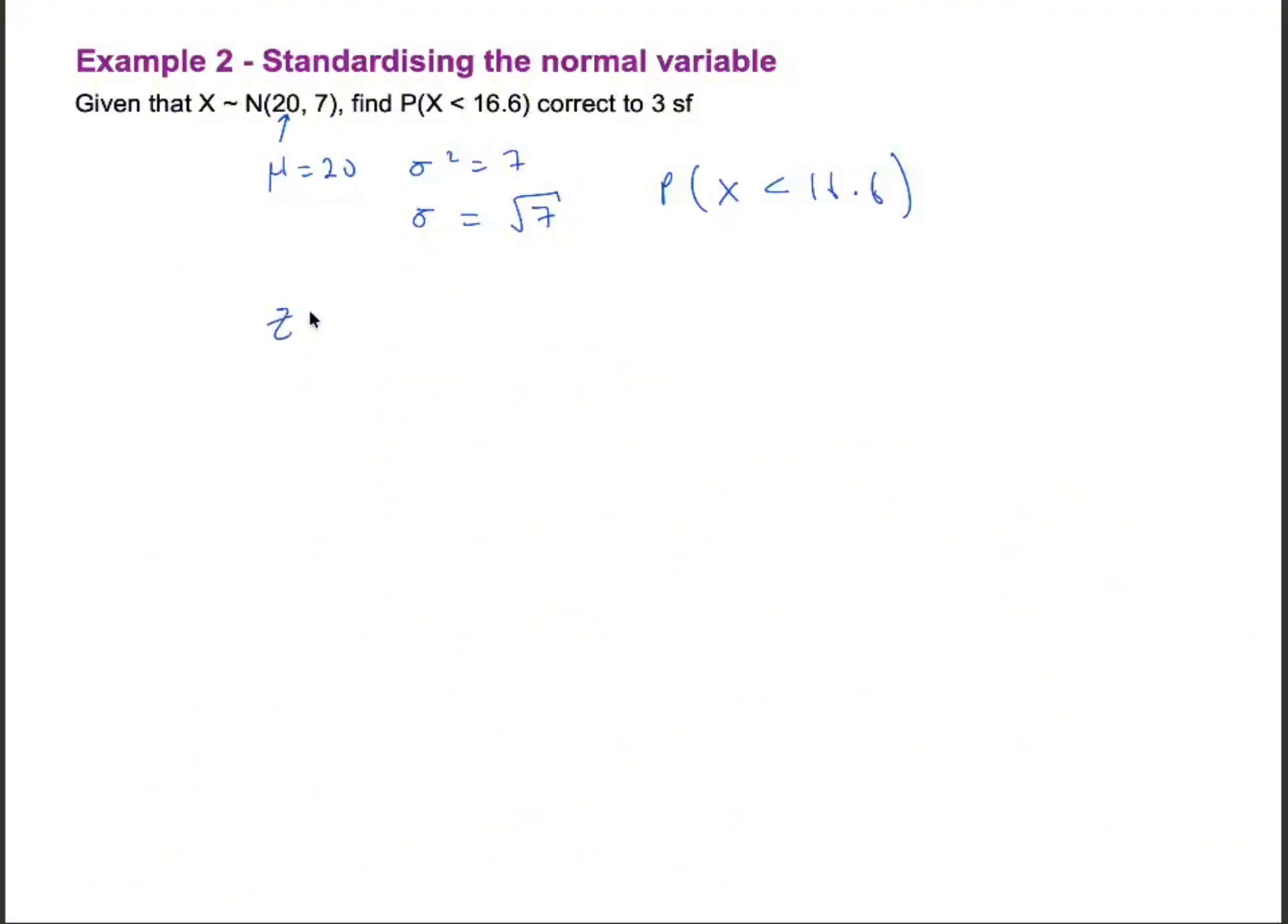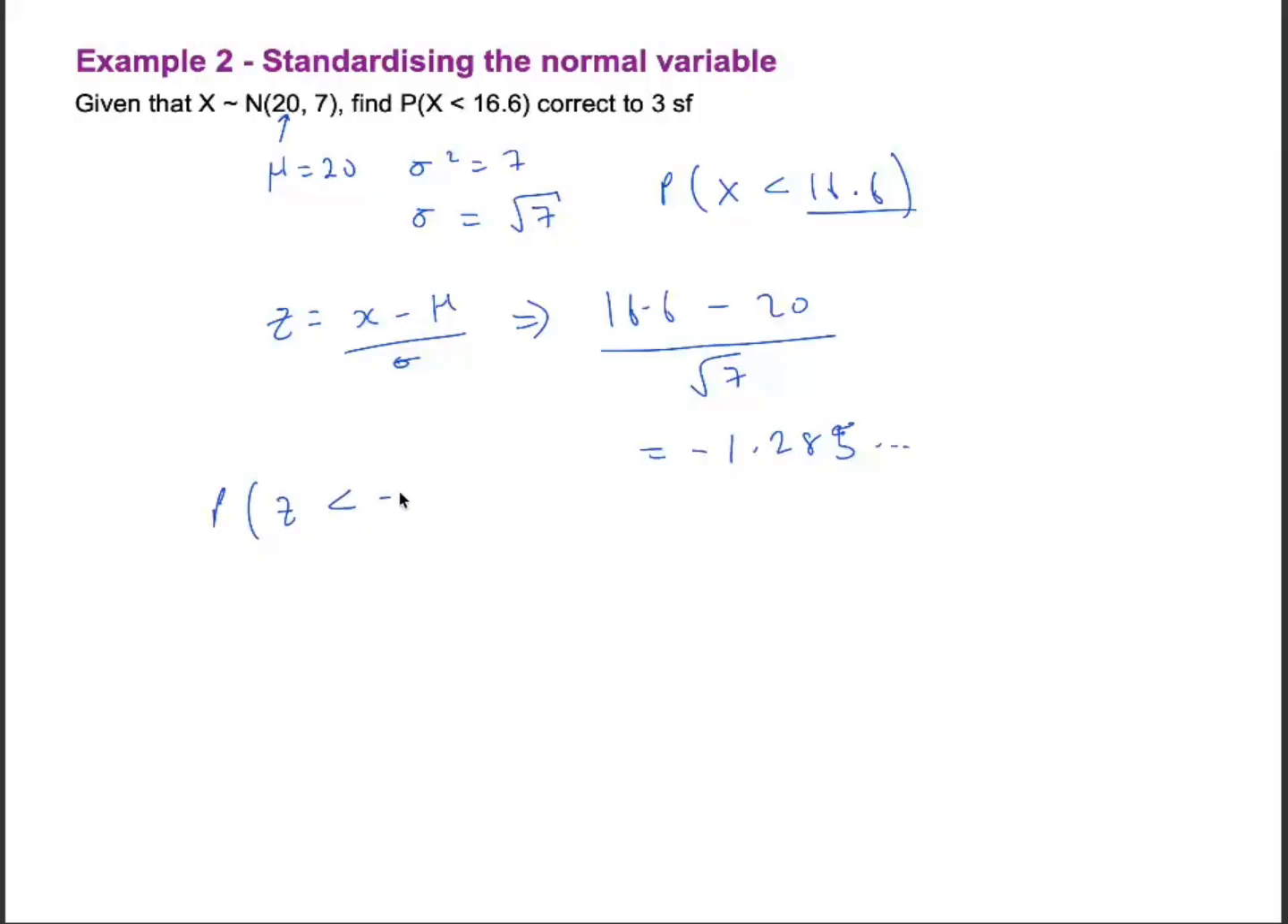We can do that by using our formula. Z is equal to x minus mu over sigma. This will give us 16.6, which is the value of our x, minus our mu, which is 20, divided by root of 7, which is our sigma. This will end up giving us negative 1.285 and so on. And we want to find the probability that z is less than negative 1.285.